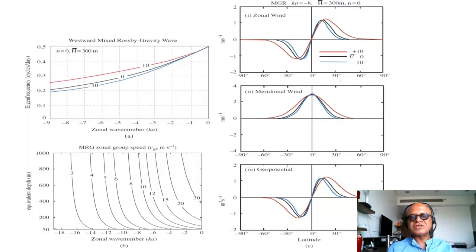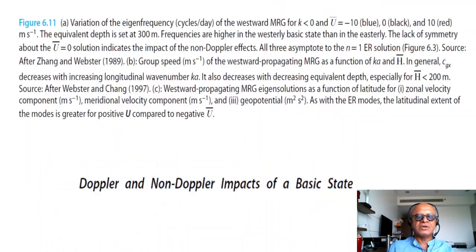Okay, that is consistent with the idea of the equatorial trapping. So if you pick a particular zonal wave number of -8, and a particular equivalent depth for the mixed Rossby gravity wave, you can again see the impact of the background state. The main message is not as dramatic as for the equatorial Rossby waves. So this is for the zonal wind, this is for the meridional wind, and this is for the geopotential. So that's something you have to remember.